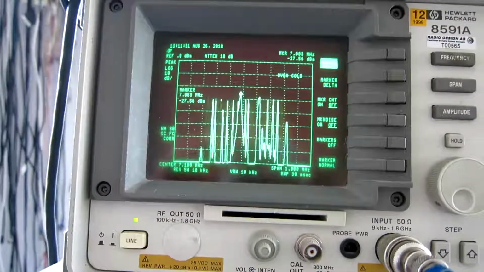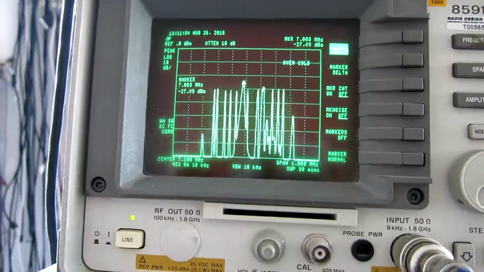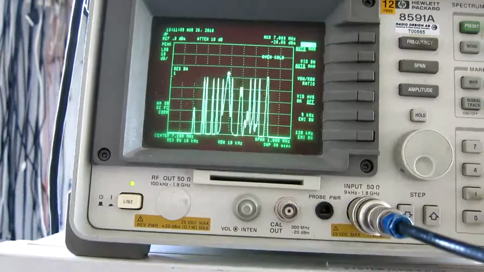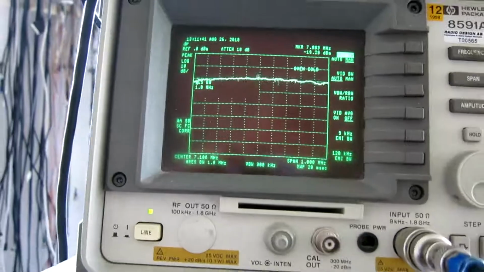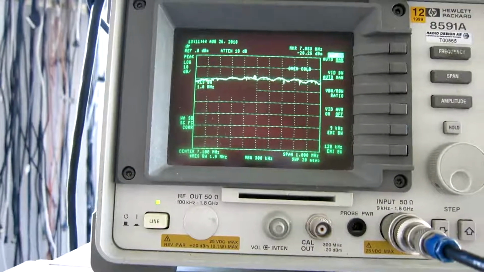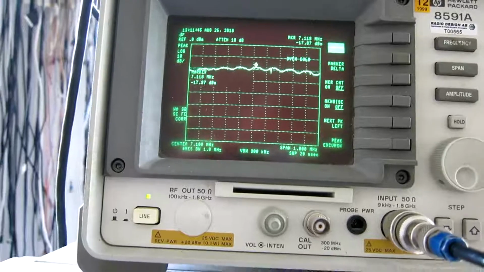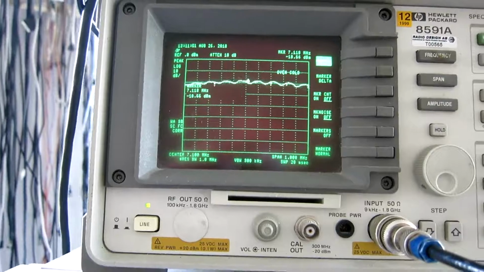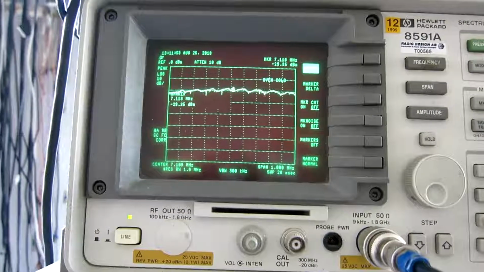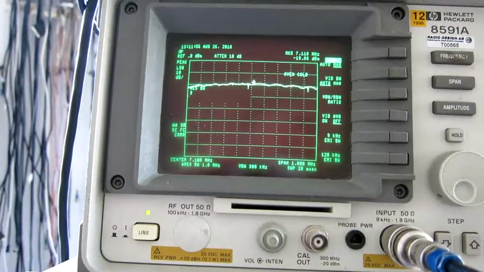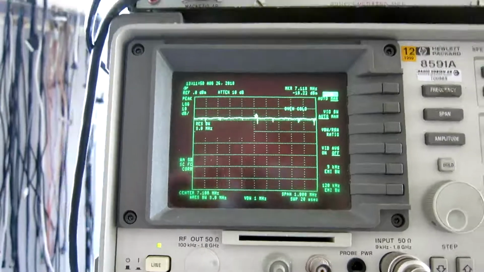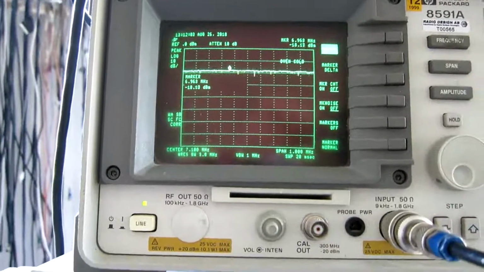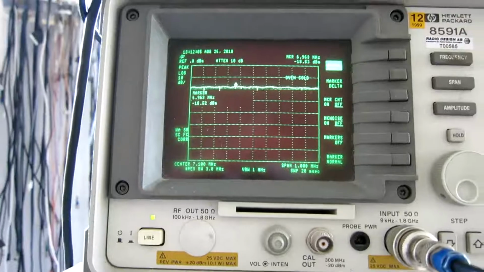I can check that by setting the resolution bandwidth to 1 megahertz. And then look for the power. And it says minus 19 dBm. I don't know why. Maybe bandwidth 3 megahertz is also possible. Yes. And then the power is minus 18 dBm of all these signals together.